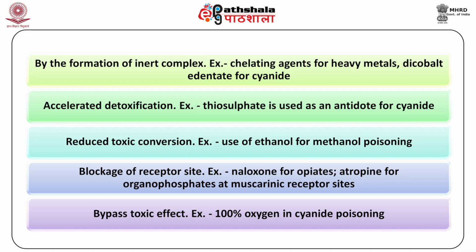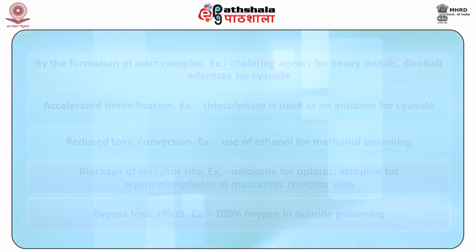Second, accelerated detoxification. Example, thiosulfate is used as an antidote for cyanide. Third, reduced toxic conversion. Example, use of ethanol for methanol poisoning. Next, blockage of receptor site. Example, naloxone for opiates, atropine for organophosphates at muscarinic receptor sites. Next, bypass toxic effect. Example, 100% oxygen in cyanide poisoning.